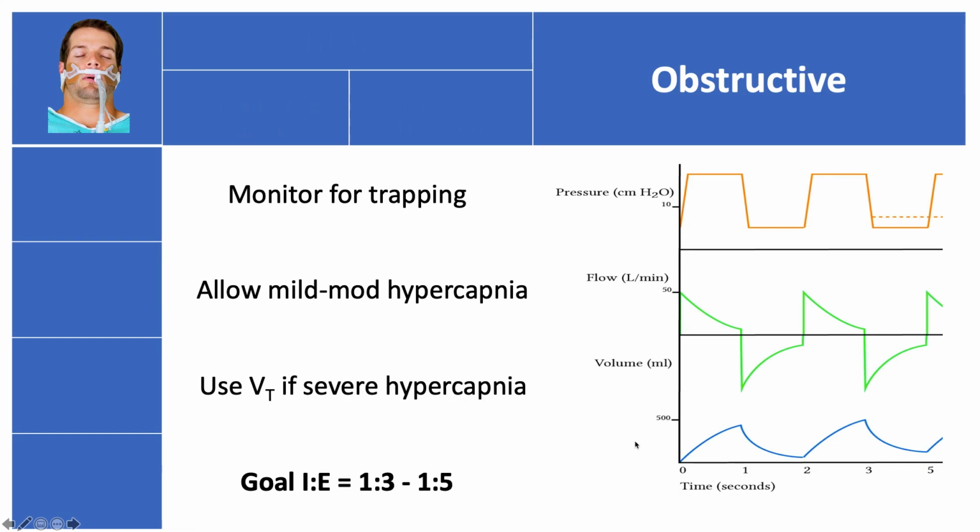And the way we do it, like I'm going to talk about in a second, is mainly decreasing the respiratory rate. Because of that, we have to allow for mild to moderate hypercapnia. It's okay to have these people's CO2 creep up a bit, because again, we're mainly trying to avoid the air trapping. Our goal I to E is 1 to 3 to 1.5.